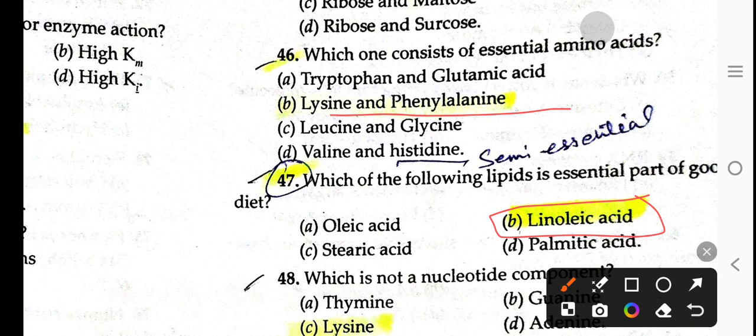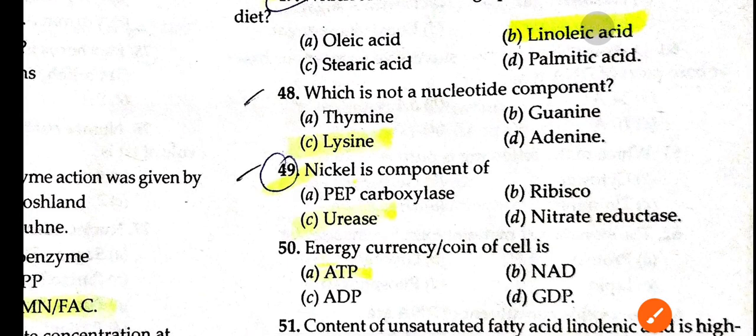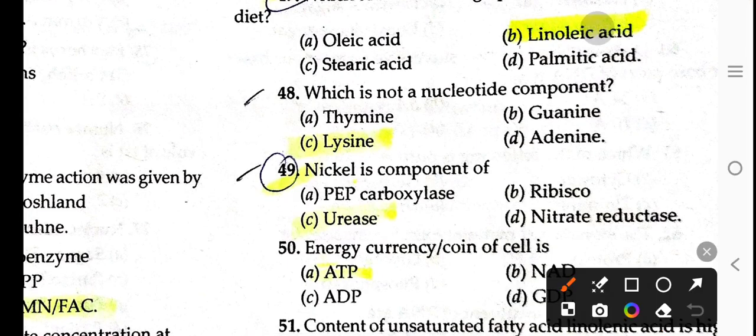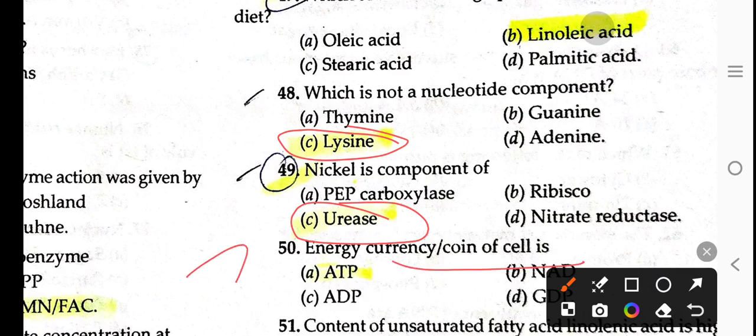Next one, which is not a nucleotide component? So adenine, guanine, thymine, except lysine. Option number C is the right answer. Nickel is a component of urease. Nickel is a component of urease out of the given options. Energy currency of cell, very common basic question, that is ATP, adenosine triphosphate.